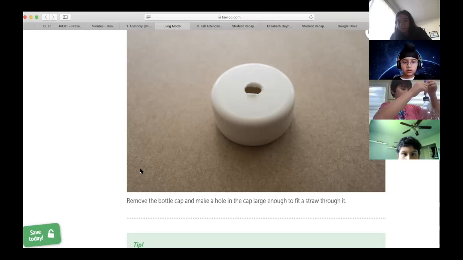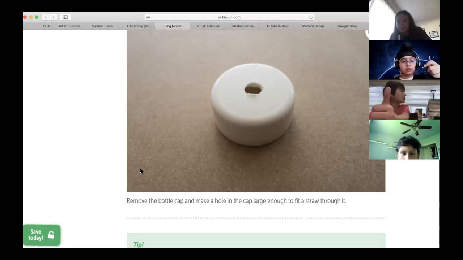I have a question. Go for it. Actually, when I put the tape on, it kind of came off, and I'm not really sure how to connect the 2 straws to the other straw.